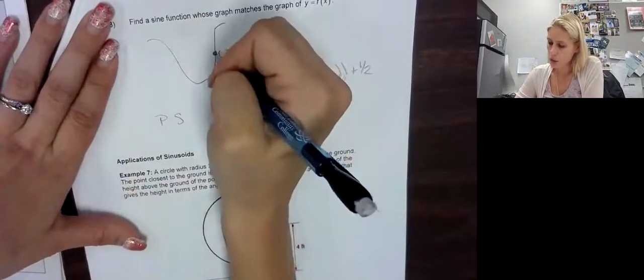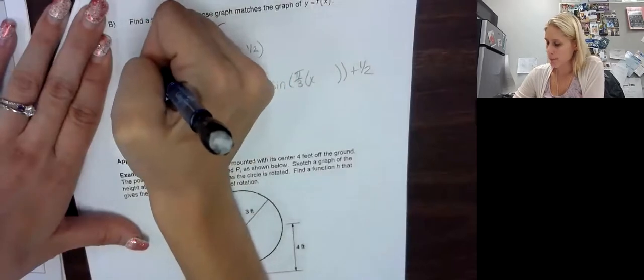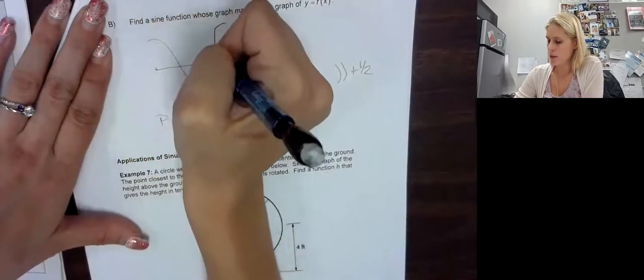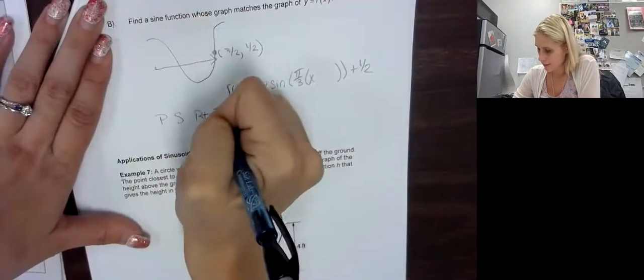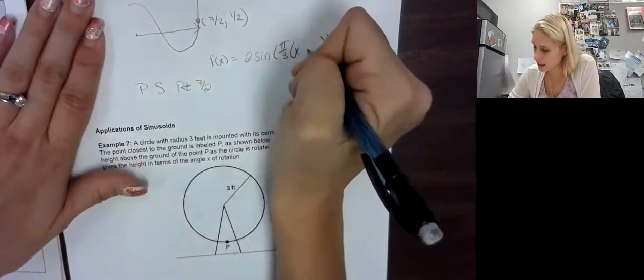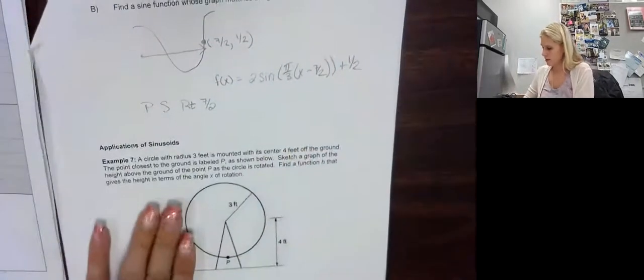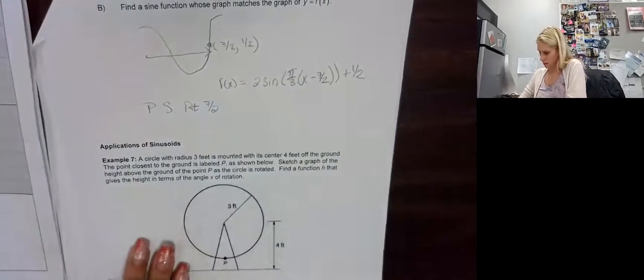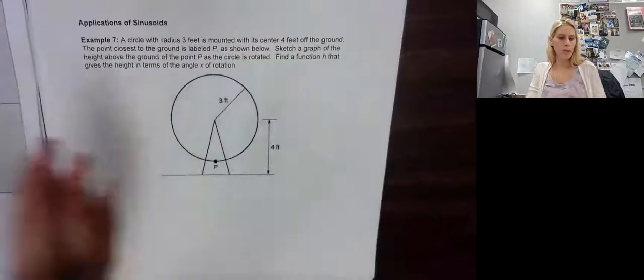Well, usually we start at 0. So that means we moved to the right 7/2. What does right tell us to do? It tells us to subtract 7/2. Make sure I marked it. Yep. All right.